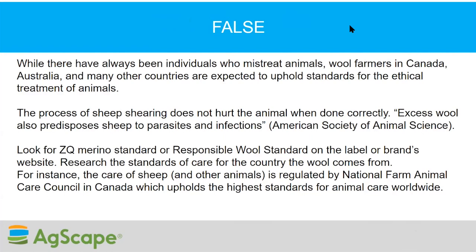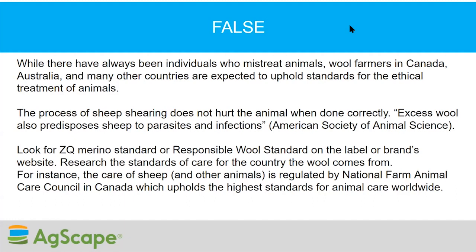However, wool farmers in Canada, Australia, and many other countries around the world are expected to uphold standards for the ethical treatment of animals. Years ago in 2014, a campaign was started by a certain group saying that wool was cruel, and they had a dead sheep in the commercial, and then later the group admitted that it was a prop. However, it was shared a lot on the internet, right? And people did believe it to be a real animal. So it did cause a lot of consequences.